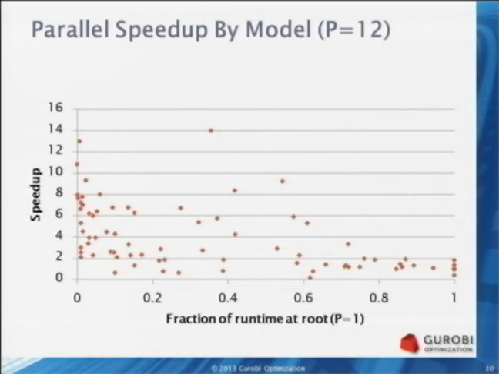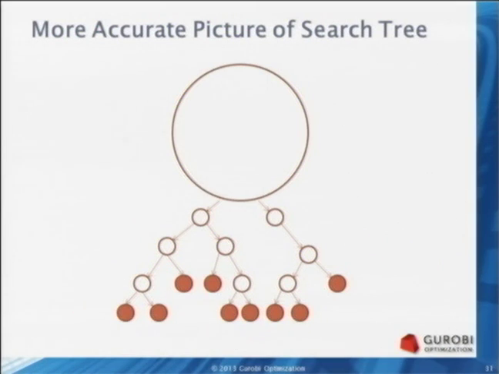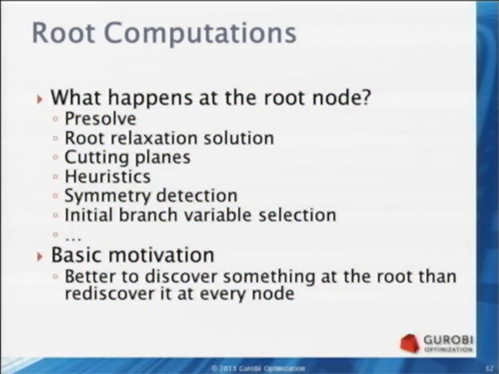Clearly not all nodes are created equal. If all the nodes had the same cost, then all you'd need is 100 nodes to have 1% of your time spent at the root. So clearly there are some pretty expensive things happening at the root node. The search tree looks more like this. So what's happening at the root node? A lot of things. Presolve, as I mentioned. Root relaxation solution, so you have to solve the root relaxation as an LP.